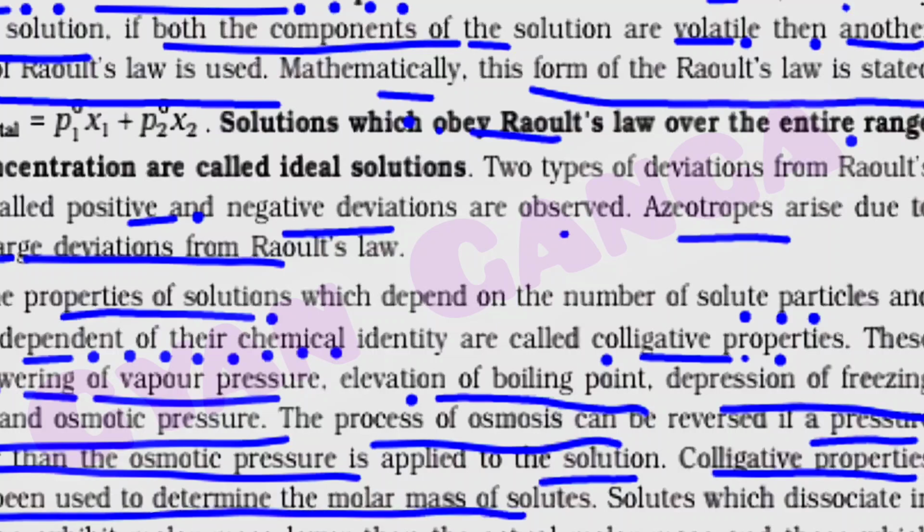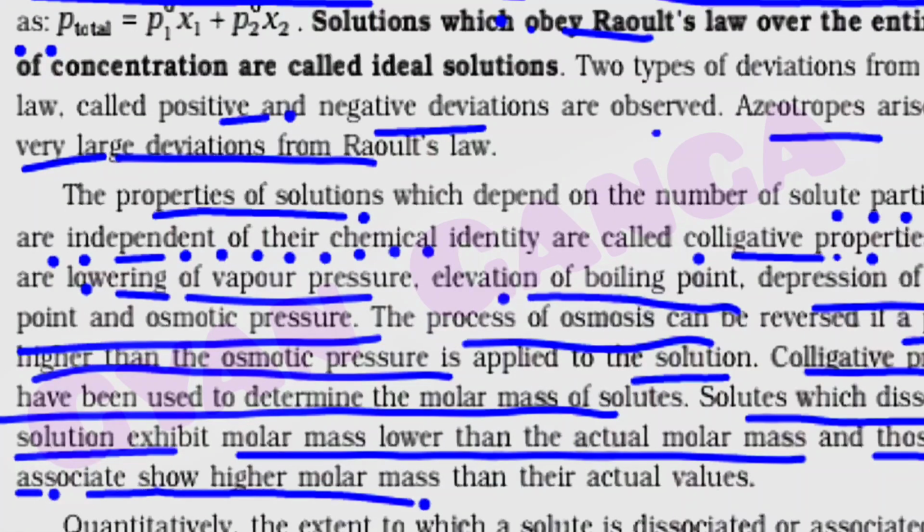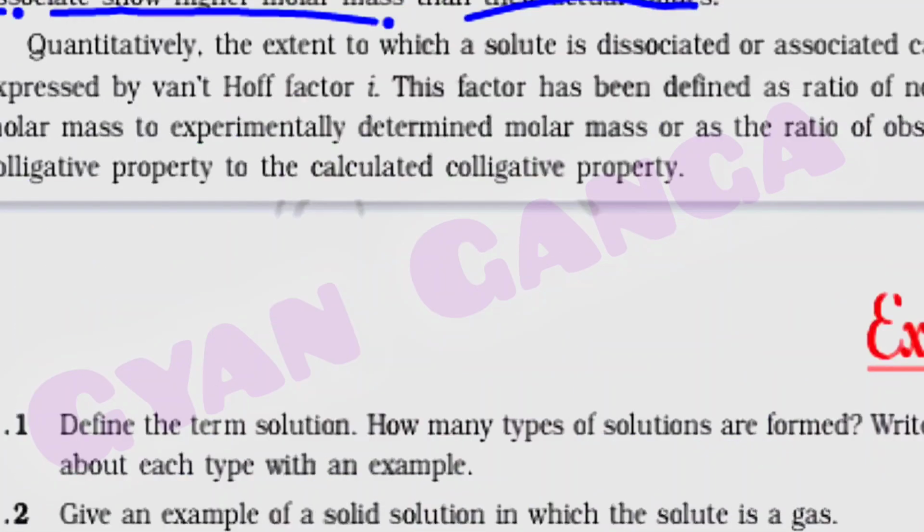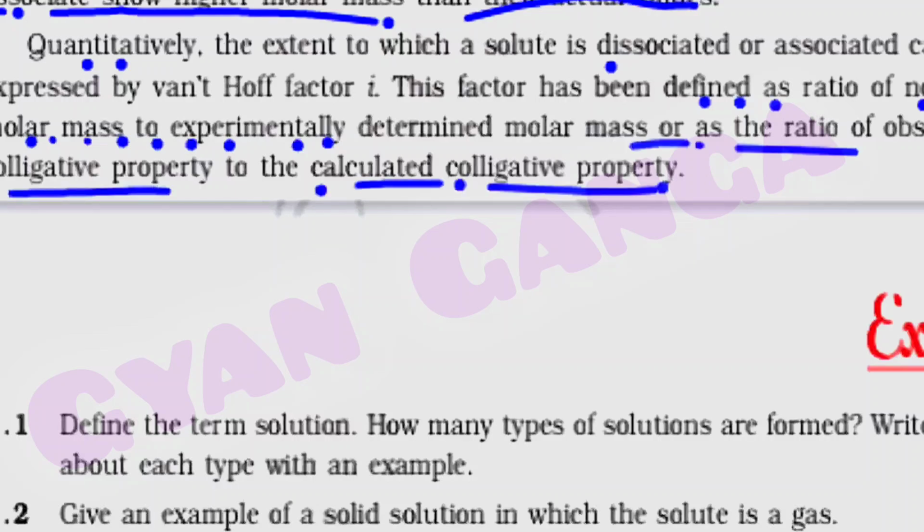Solutes which dissociate in solution exhibit molar mass lower than the actual molar mass, and those which associate show higher molar mass than their actual value. Quantitatively, the extent to which a solute is dissociated or associated can be expressed by the Van't Hoff factor i. This factor is identified as the ratio of normal molar mass to experimentally determined molar mass, or as the ratio of observed colligative property to the calculated colligative property.